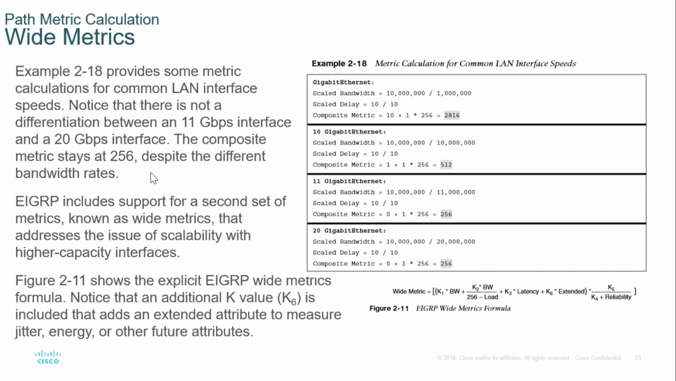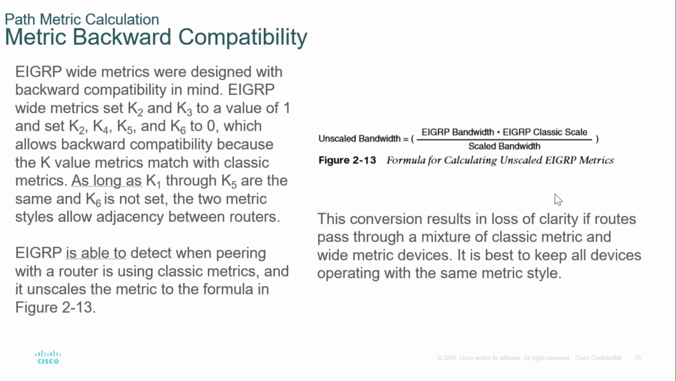So there is something called a wide metric. So with the wide metric, we basically want to differentiate more closely between two speeds, for example. For wide metrics there is an additional K value, which is K6. K6 adds jitter, energy and other future attributes. So if there are new developments in the latest technology, they will be added to K6. But you just need to remember that wide metrics are for us to better differentiate between different technologies. So say we have implemented wide metrics, we can still go back to the original one. So it is a backward compatible metric.